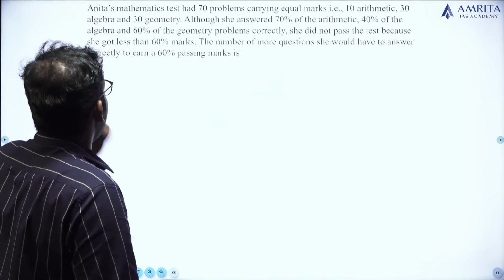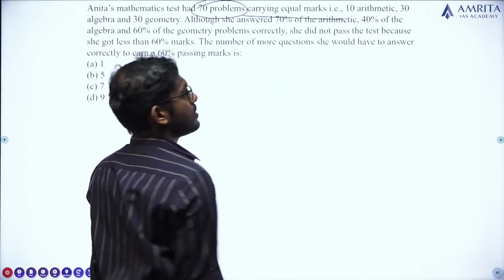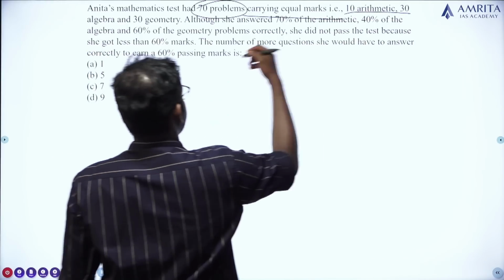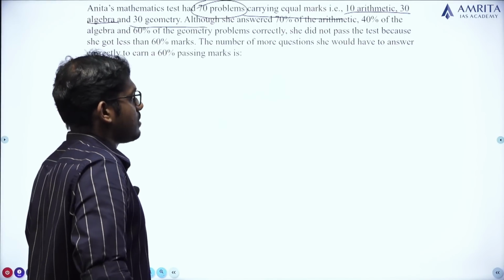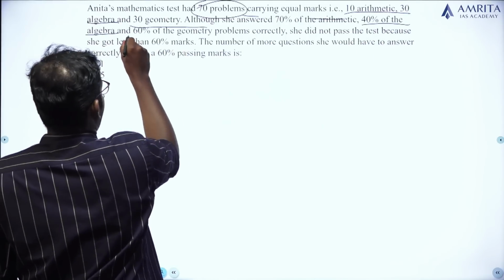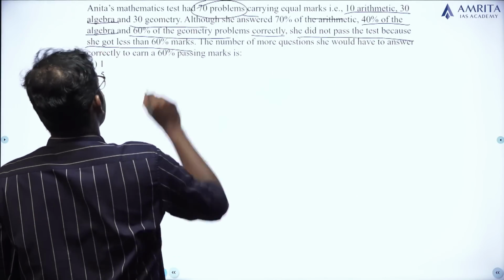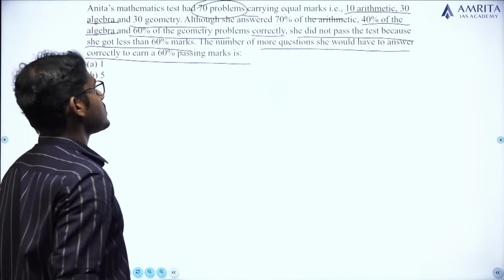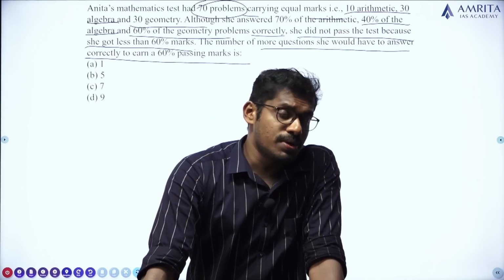Next question. Anita's mathematics test had 70 problems, 70 problems carrying equal marks. That is 10 arithmetic, 30 algebra, and 30 geometry. Although she answered 70% of the arithmetic, 40% of the algebra, and 60% of the geometry problems correctly, she did not pass the test because she got less than 60% marks. The number of more questions she would have to answer correctly to earn a 60% passing mark is? So in such a case, we can assume the marks per each question.